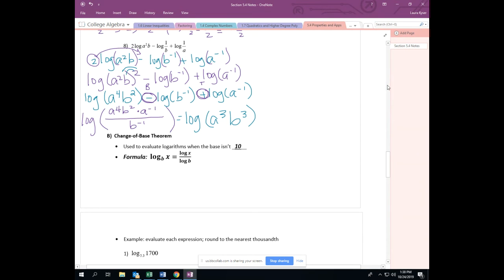And this is in simplest form. Everything is condensed as far as it can be. No addition and subtraction left. All the powers are simplified.